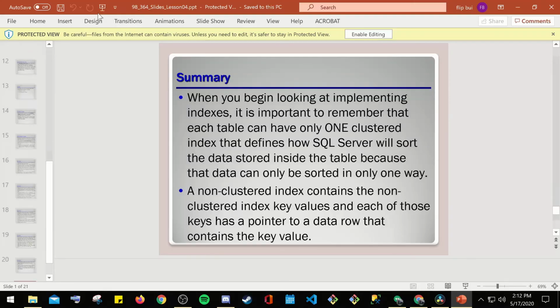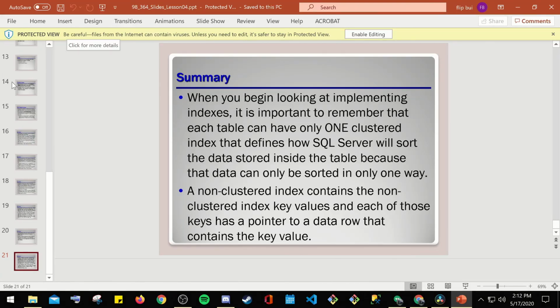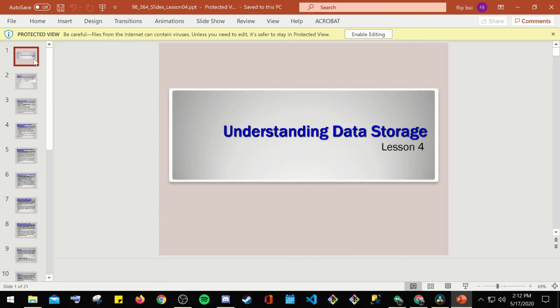So here we're going to go ahead and recap. We did our recap. Go ahead and implement that on your projects. And I want you to remember some of the things that we went over. All right, so, understanding data storage.